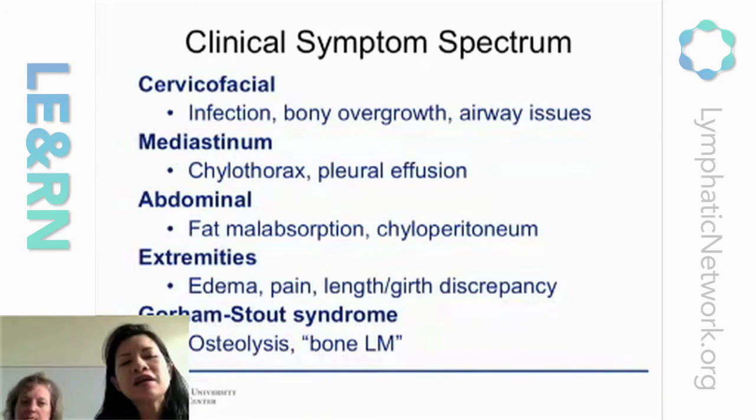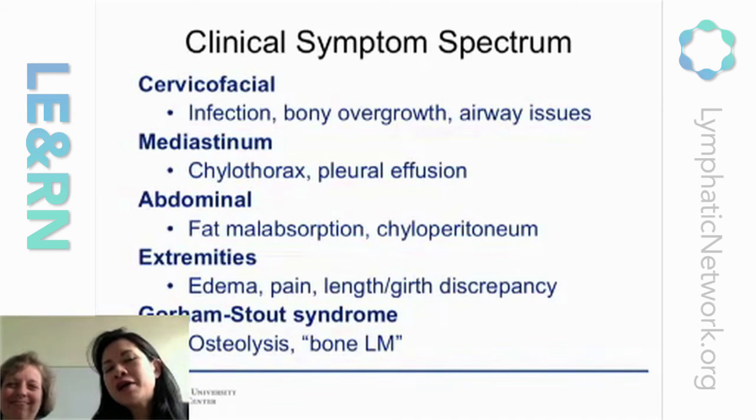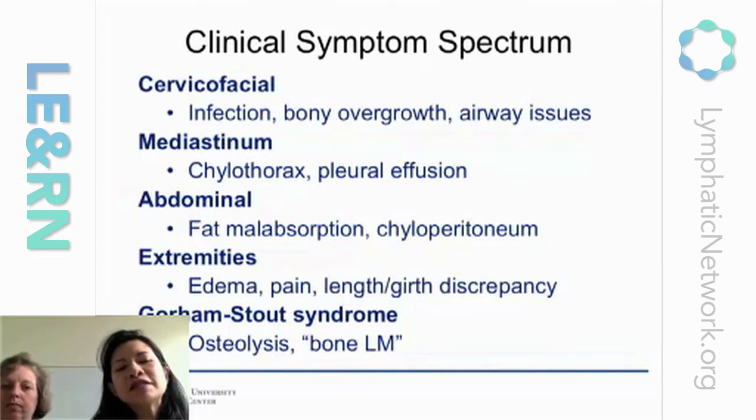If it's in the mediastinum, which is really the chest area, and there's a lymphatic disorder and the lymph flow is not normal, the lymphatic fluid can actually get backed up and get dumped into what we call the pleural cavity, which is the area between the rib cage and the lungs. Then we can have a lot of fluid build up in that area, and that can affect your respiratory status, breathing and oxygenation levels. If it's in the abdominal area, and I mentioned that earlier, we can have fat malabsorption and also chylous ascites, chyloperitoneum, really the same word.